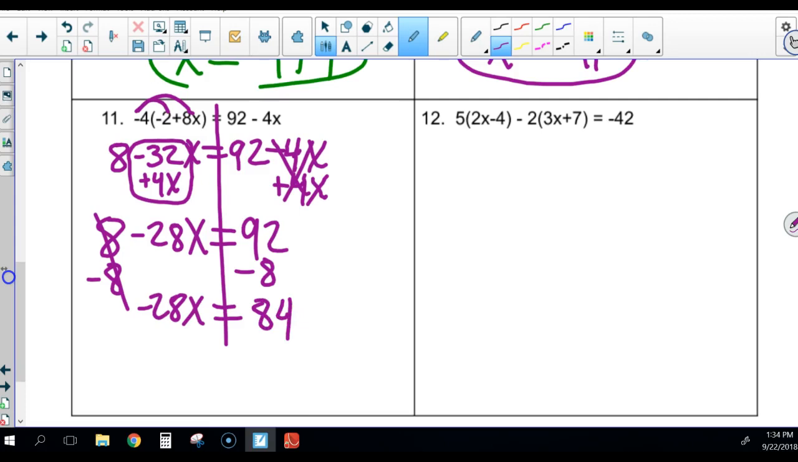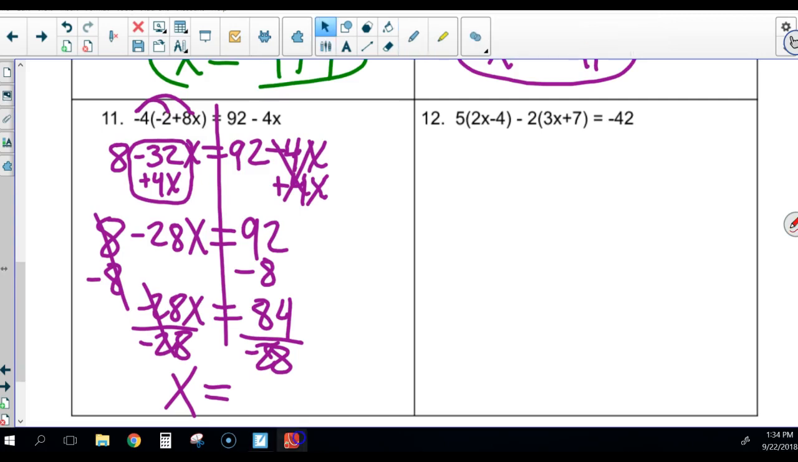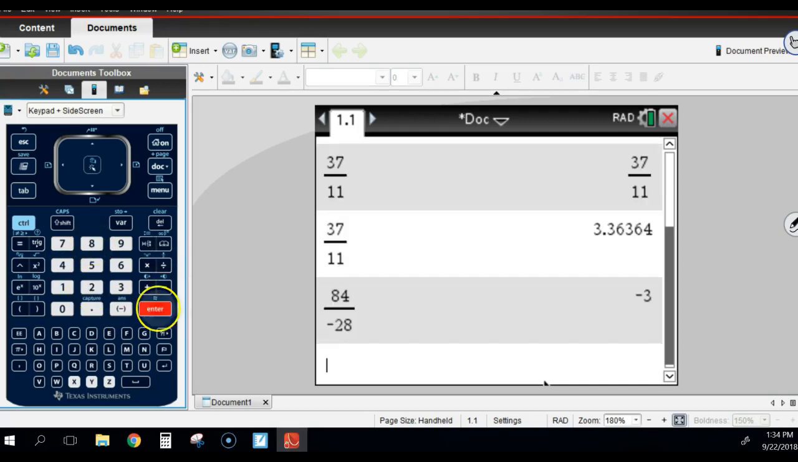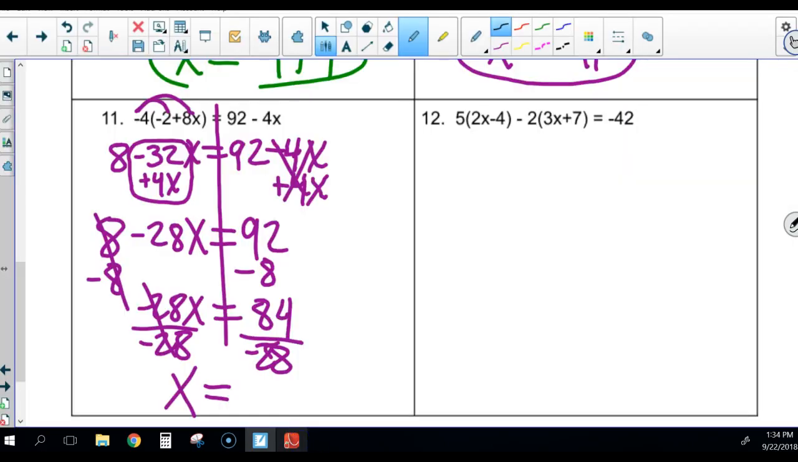And divide by negative 28. What is that? Negative 3. 84 over 28, is that negative 3? Is it 84 divided by negative 28? And it is negative 3. Switch to black pen there.